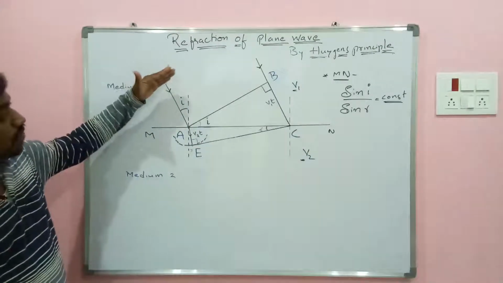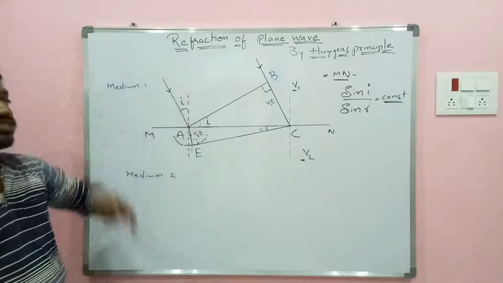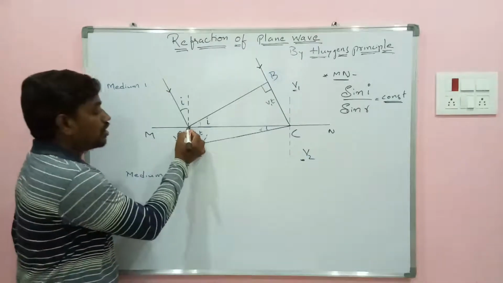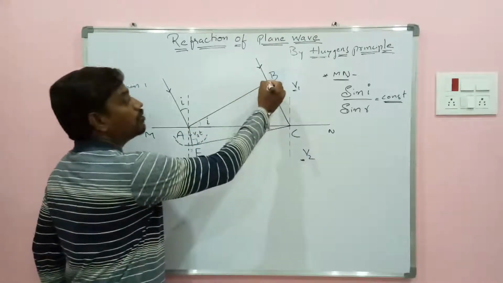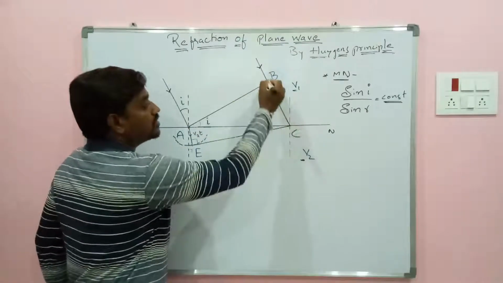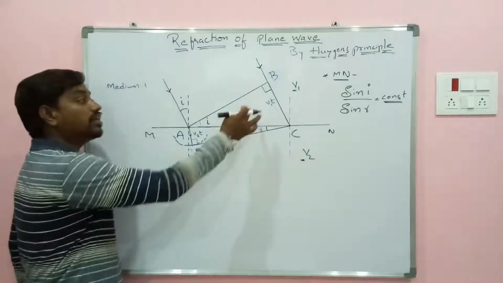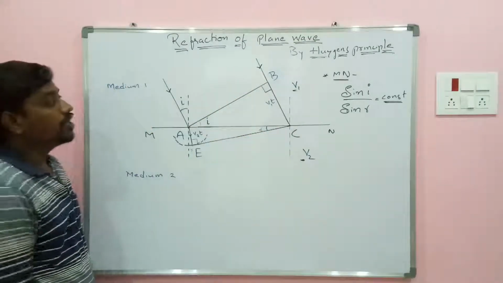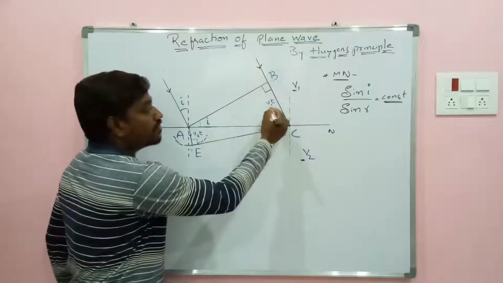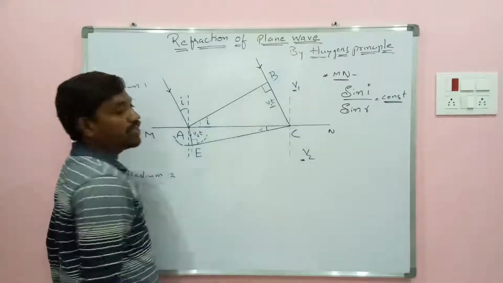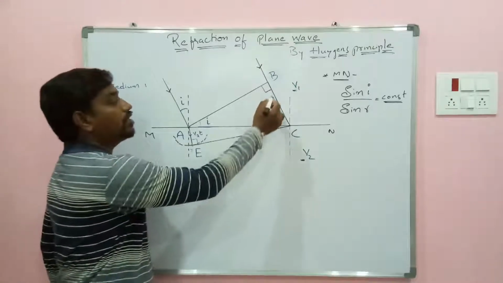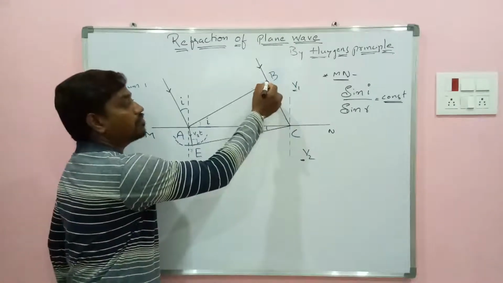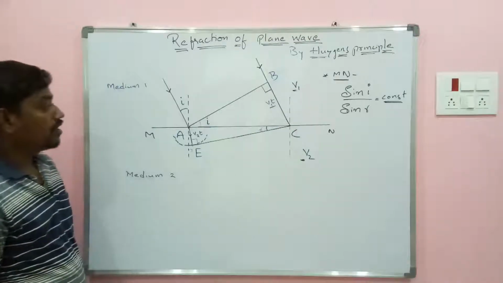Now as the wave comes towards the interface, the point A touches the interface first, and the point B needs to travel a distance BC in the rarer medium, and this distance BC will be equal to v1t, as v1 is the velocity of the wave in the medium and t is the time to travel from B to C.